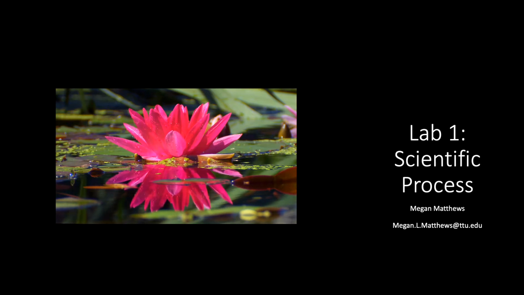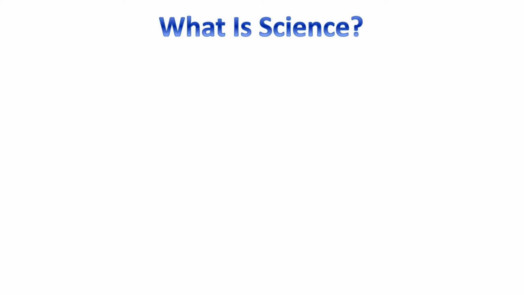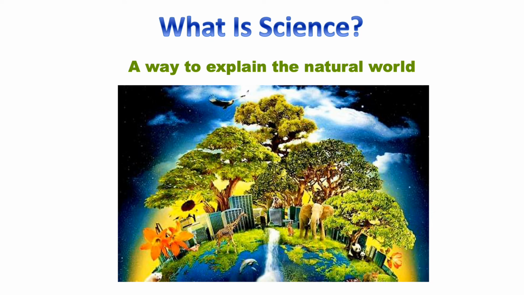Lab 1, the scientific process, Part 1. What is science? Science is a way to explain the natural world. Science encompasses every aspect of our lives and is used to ask and answer questions through observation and experimentation.